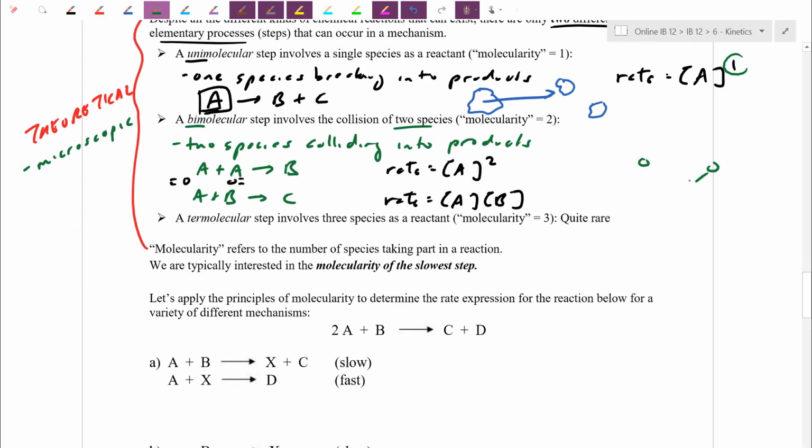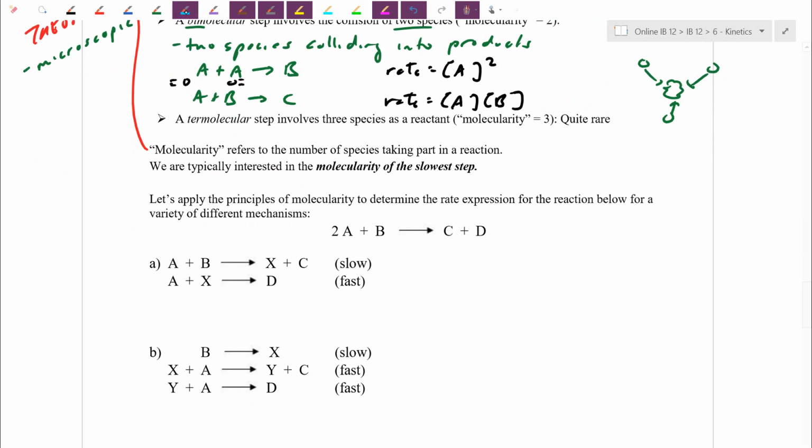Termolecular step is possible. Again, a 3-particle collision here, all getting to the same spot in space, all coming with the right energy, right geometry. I think they've done the math of this here. It's about 1,000 times less likely, but it is technically possible, right? We're talking theoretically anyways. So that's what they call the molecularity. And molecularity is always what we're interested in for the slowest step, which is the rate determining step, right?